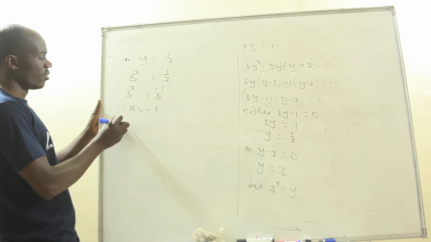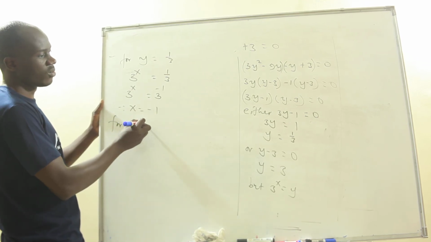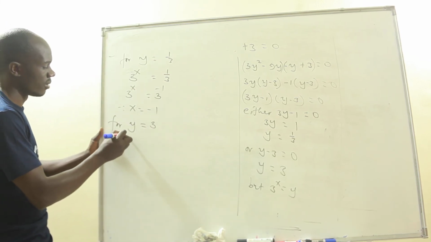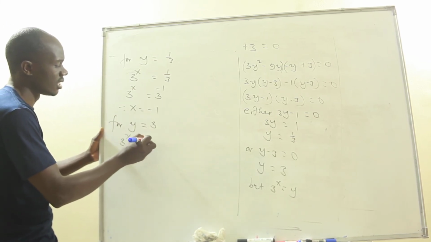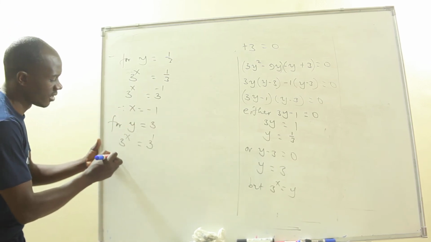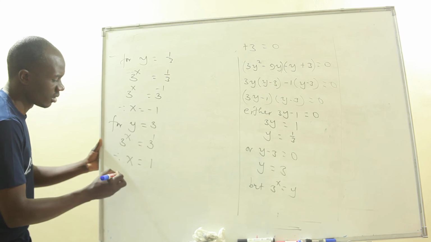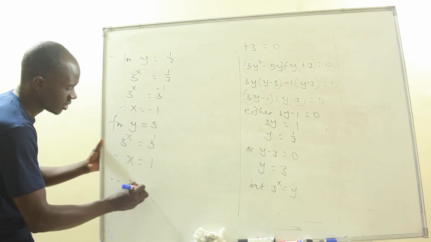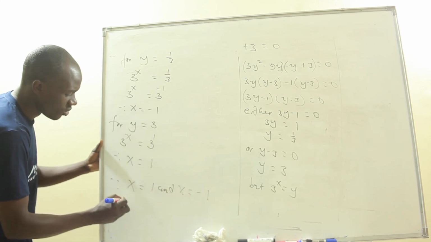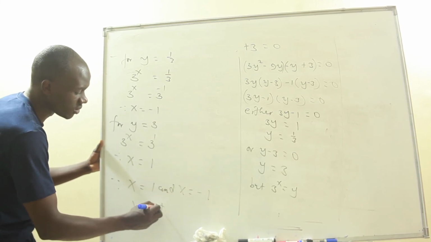We also go for y equals 3. For y equals 3, we also say 3 power x equals 3. That is 3 power 1. We also equate the powers. Therefore, x equals 1. We could say therefore, x equals 1 and x equals negative 1. Or somebody can just say x equals plus or minus 1.